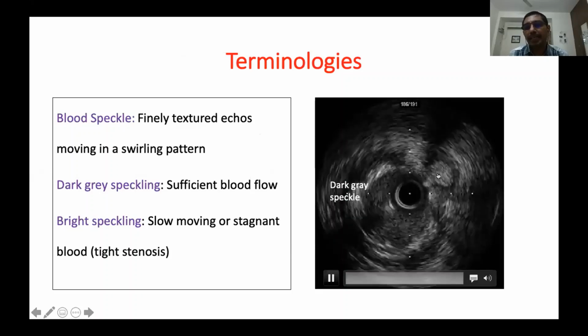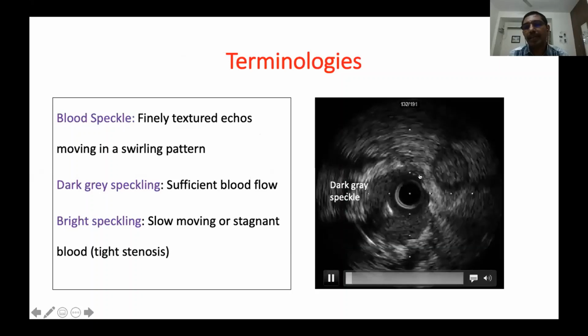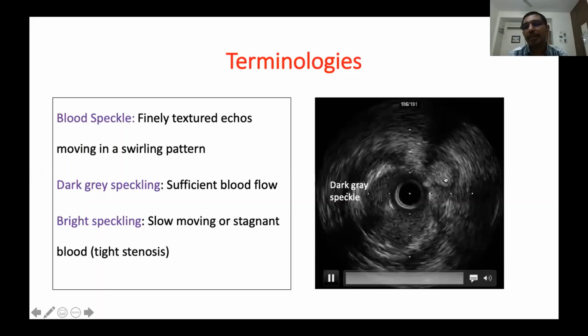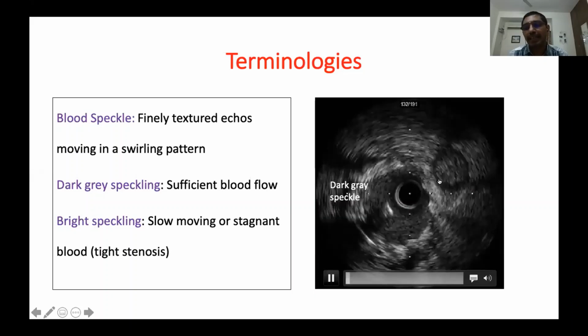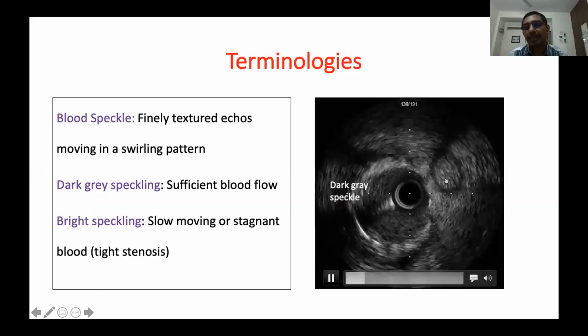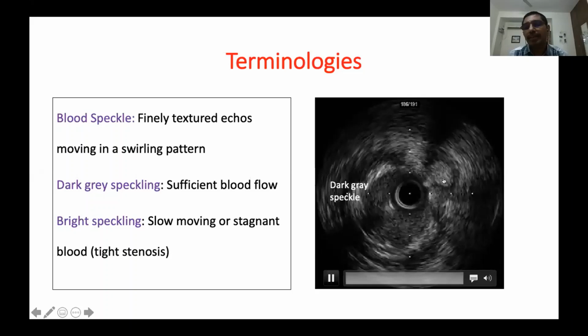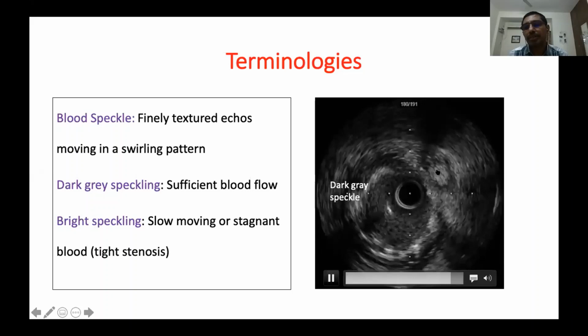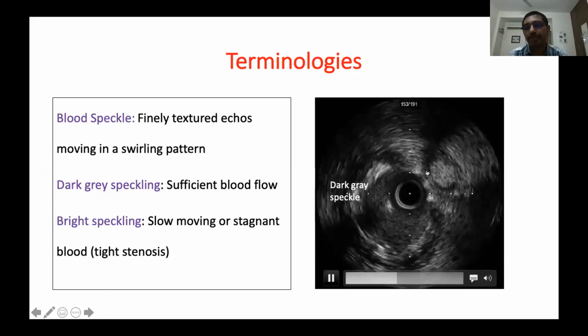And here you can see another example. This is an occluded diagonal branch after LAD stenting. The blood speckles are bright. That means blood is not moving, and there is stasis of blood inside the vessel. So that results in more RBCs in the same space and more time for the ultrasound to interact with it. So that produces brighter speckles.